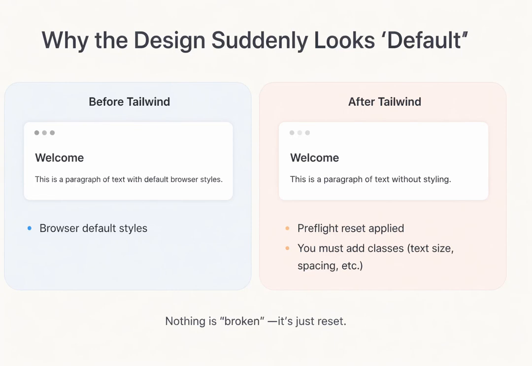A common surprise is that after enabling Tailwind, the page can look like everything went default. That's because Tailwind applies a reset, often called preflight, which normalizes styles. So you need to actively add Tailwind classes, text sizing, spacing, layout, to build the design.